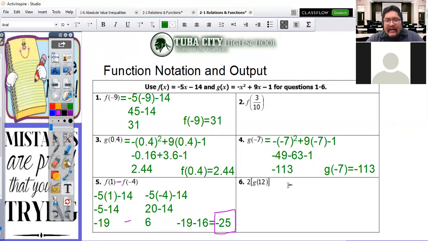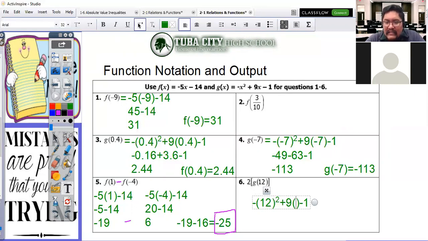So some of these are not as difficult as they might look. So this one looks very confusing, but honestly, it's not so bad once you get started on it. So what we do is we evaluate at g of 12. So let's go ahead and get our g function, which in this case is -x squared, and then plus 9x minus 1. So it tells us to put in 12. So let's go ahead and put 12 in there.